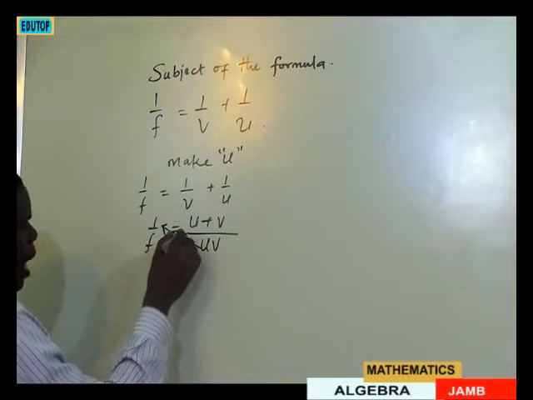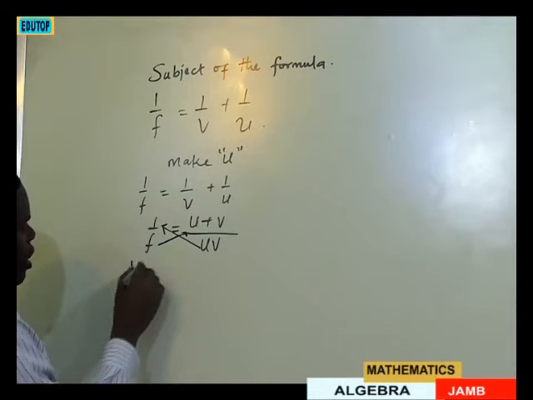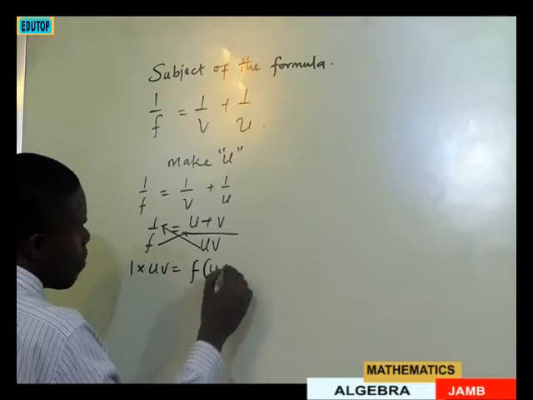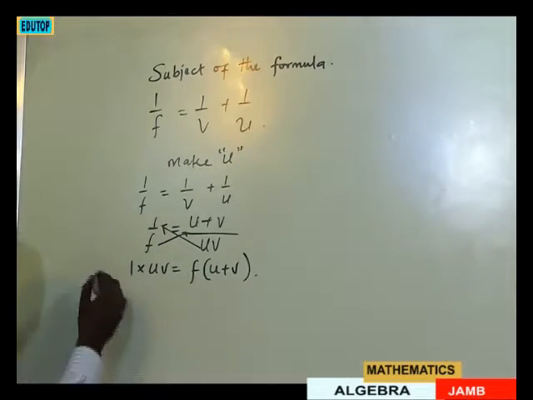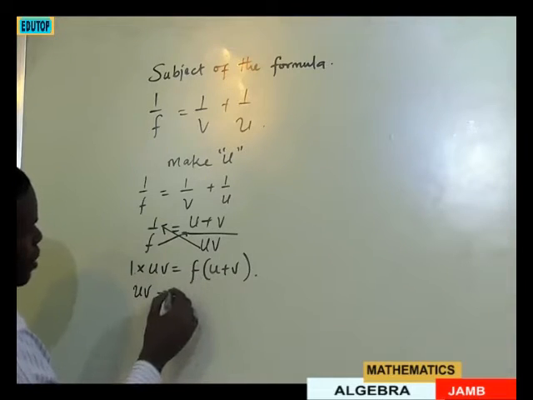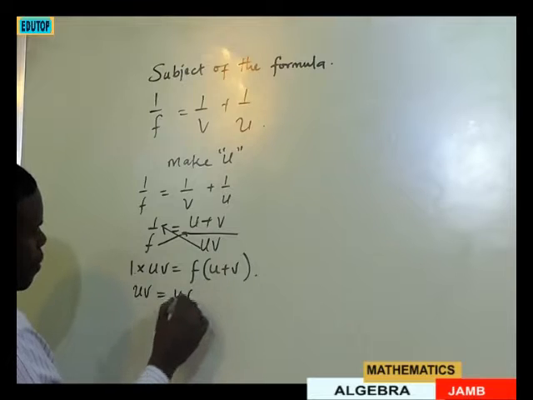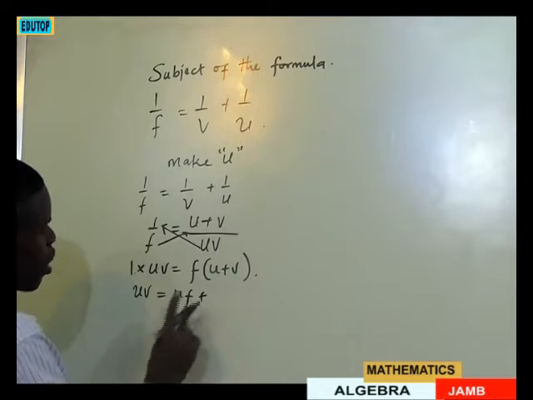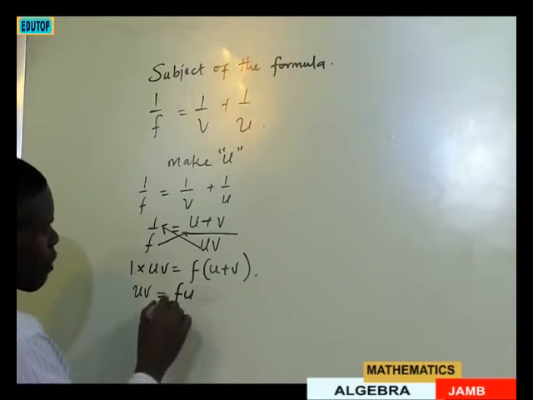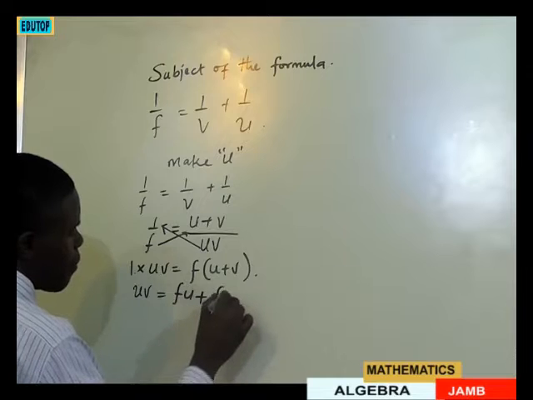We try to cross multiply such that we have 1 times uv equals f into u plus v. So in this situation, we're going to have what? 1 times uv, f times this, that's uf, plus what is this? Or fu, because of alphabetical seniority, f comes before u. So automatically you have fu plus fv.